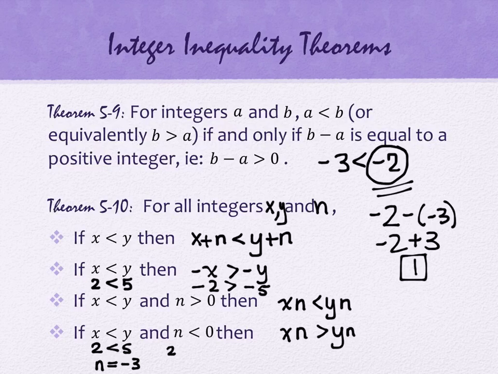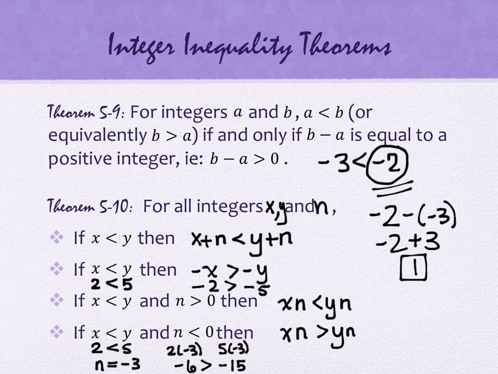So if I do 2 times -3, and if I do 5 times -3, what is 2 times -3? -6. And 5 times -3? -15. And which one's bigger? The -6 is bigger. It's closer to the origin, right? So it is bigger. It's closer, or it's further to the right-hand side of a number line if you prefer. So we get an example where we can see one happening.